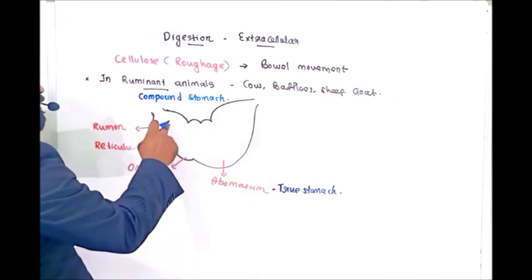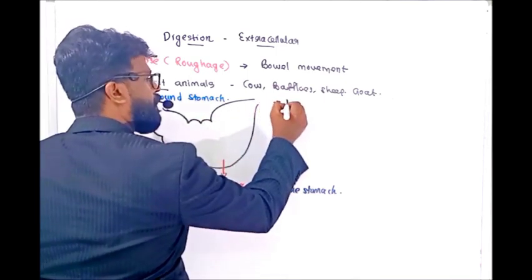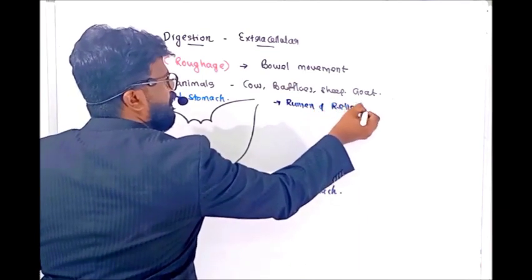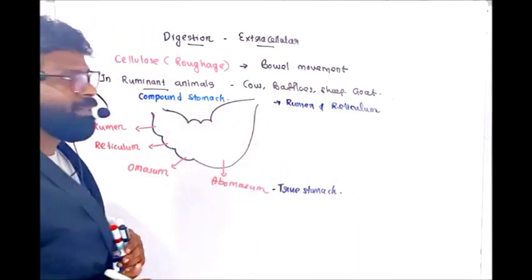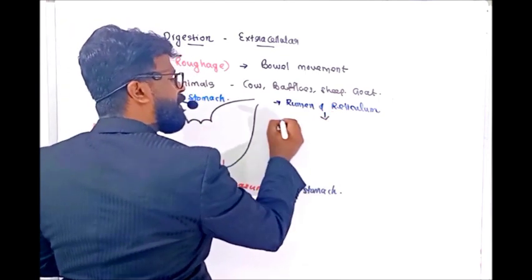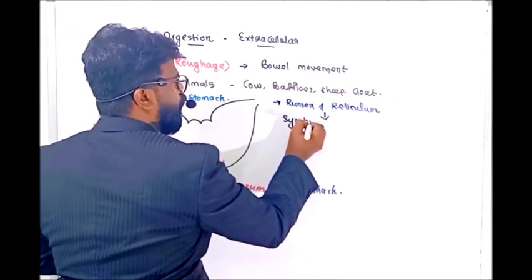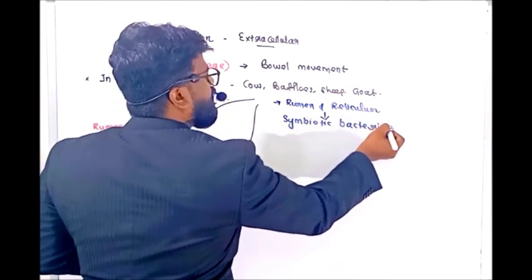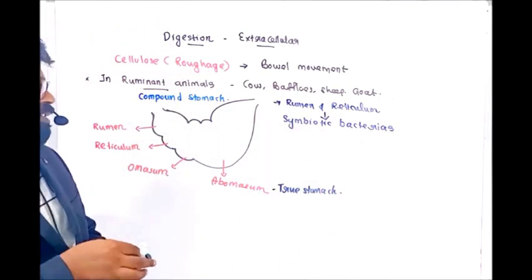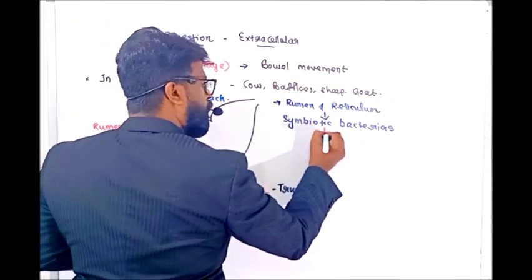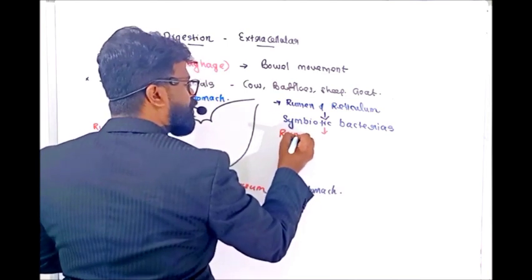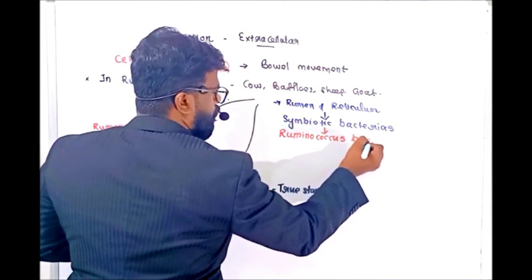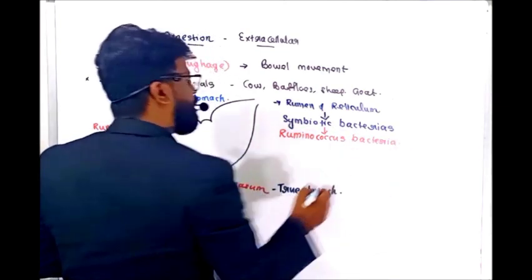And this rumen and reticulum, mainly the rumen, contain the symbiotic bacteria, such as Ruminococcus bacteria.